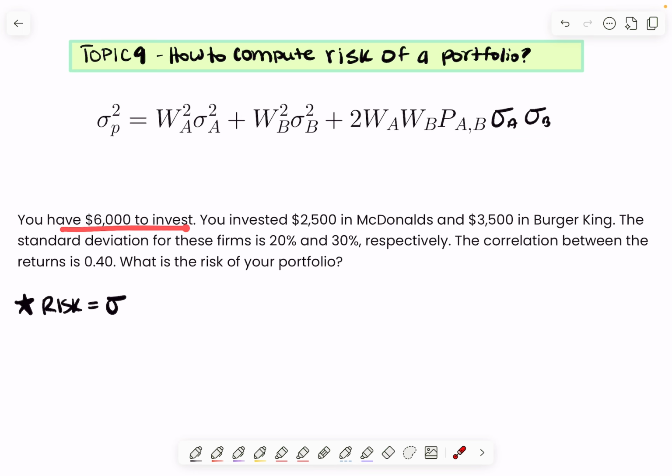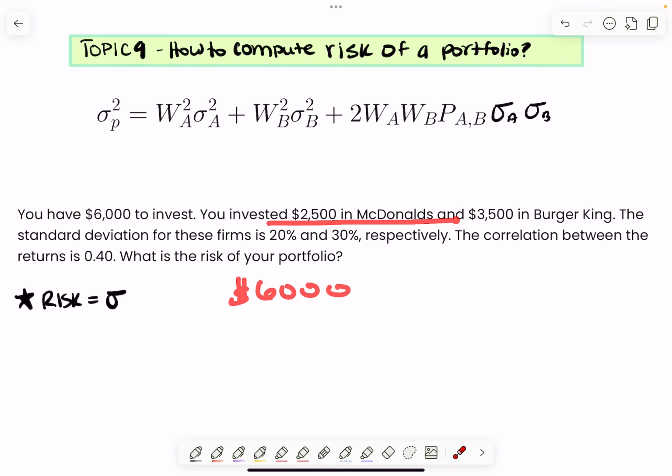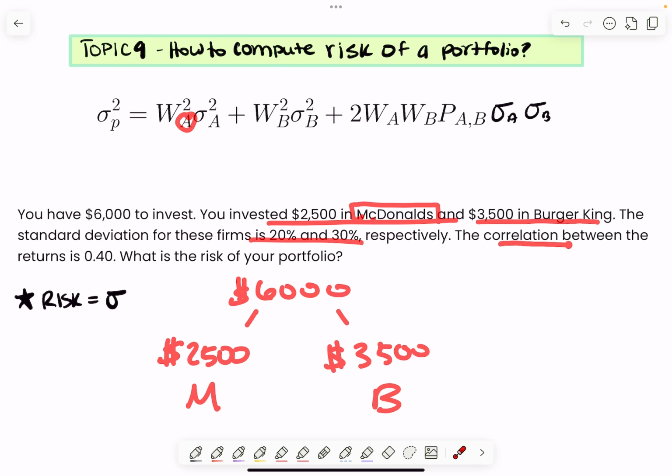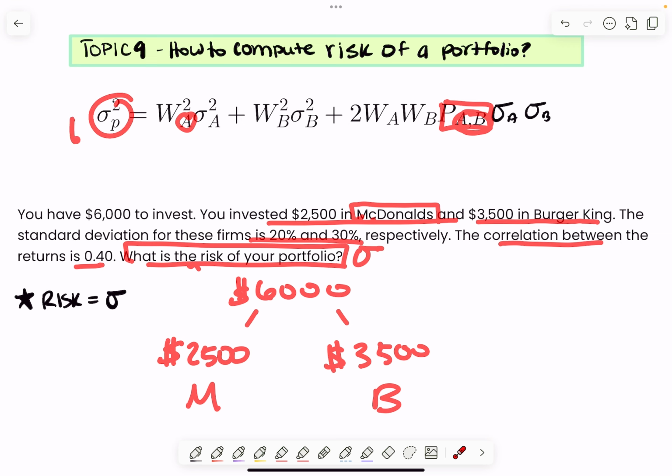You have $6,000 to invest. You invested $2,500 in McDonald's, so McDonald's is what we call Firm 1, Company 1, Stock 1, or Company A, Firm A, Stock A, and so on, and $3,500 in Burger King. They give us standard deviations, and they give us a correlation between returns of 0.40, which is the correlation between the two stocks. What is the risk of our portfolio? So what is standard deviation? We just have to find variance and then take the square root to find standard deviation for a portfolio.